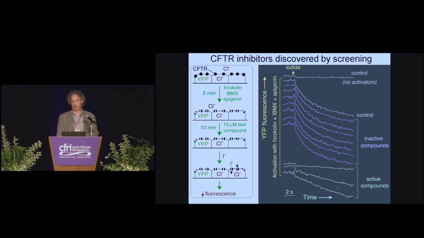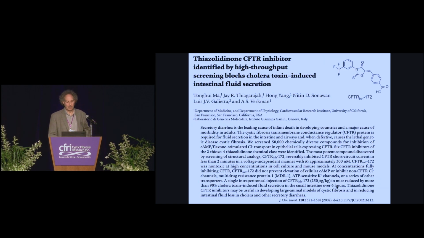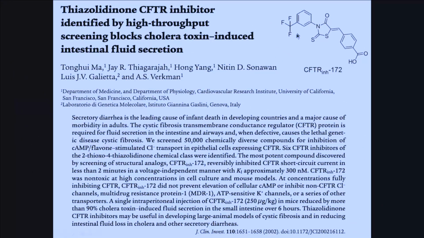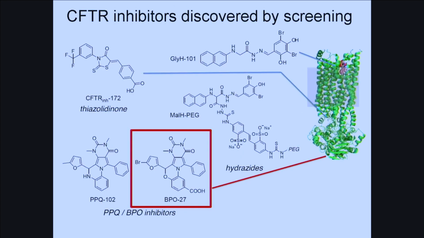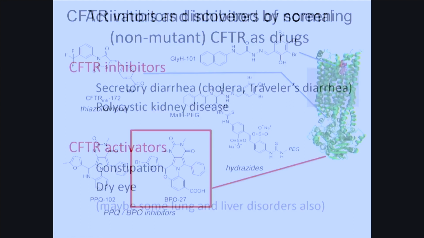It turned out for the inhibitor screen, very few inhibitors could be identified. It's a tough screen. But we published in the JCI way back in 2002 the first inhibitor of the thiazolidinone chemical class, CFTR inhibitor 172, and this has been used very widely in many thousands of studies and papers to study CFTR function. Subsequently, we identified a couple of other inhibitor compounds. The best one is this one in the red box, BPO27, and this is actually a compound in development. I'll come back to it in a few minutes.